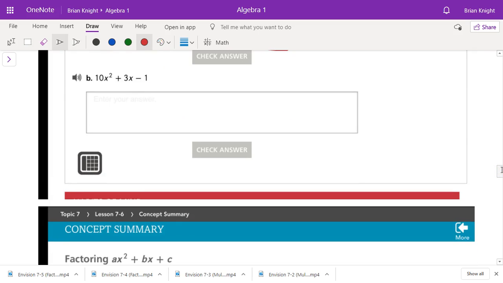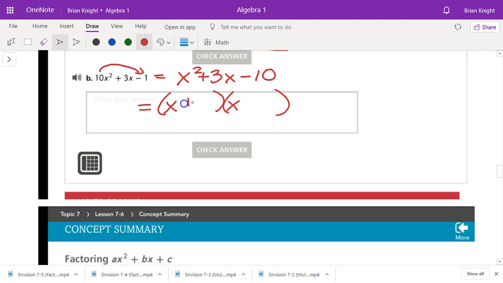All right, I'm going to do one more. So, borrow the 10. That'll make that x squared plus 3x minus 10. What two numbers multiply to be -10 and add up to be 3? 10 ain't got a lot. 5 and 2. Which one's positive? Positive 5, -2.